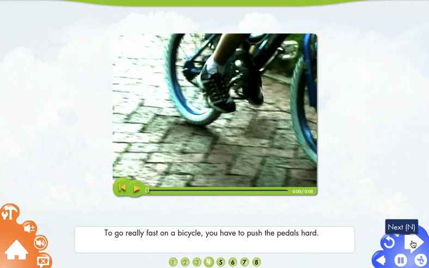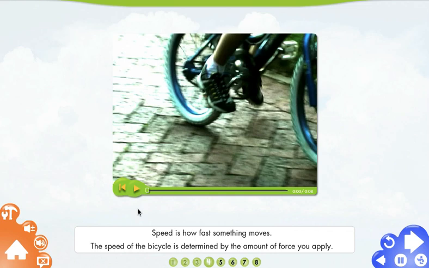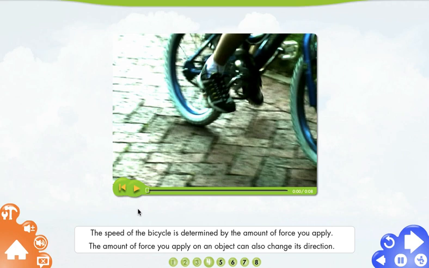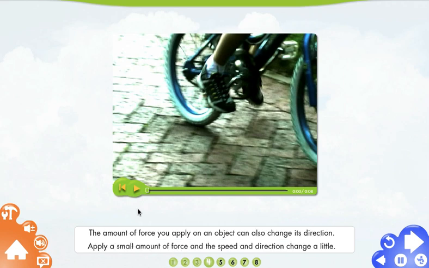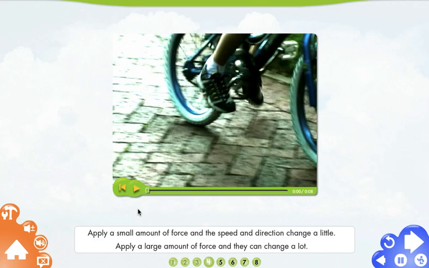To go really fast on a bicycle, you have to push the pedals hard. Speed is how fast something moves. The speed of the bicycle is determined by the amount of force you apply. The amount of force you apply on an object can also change its direction. Apply a small amount of force, and the speed and direction change a little. Apply a large amount of force, and they can change a lot.